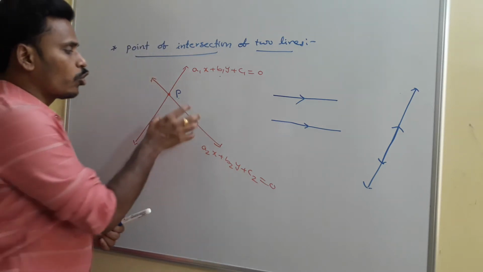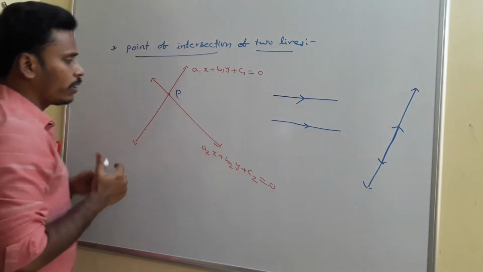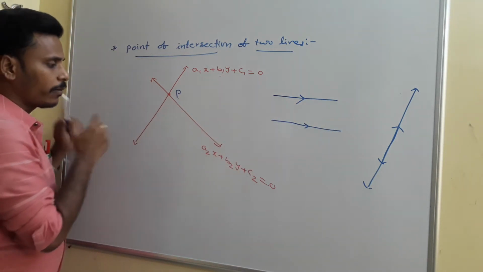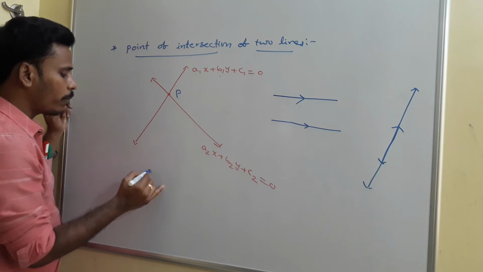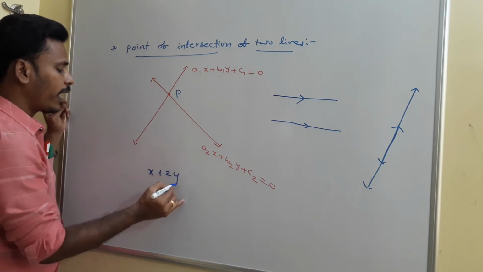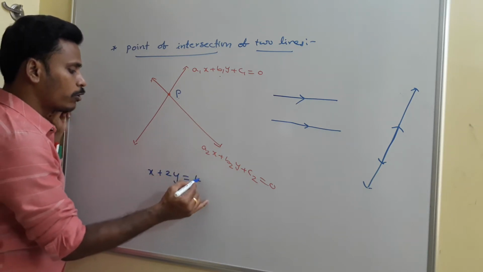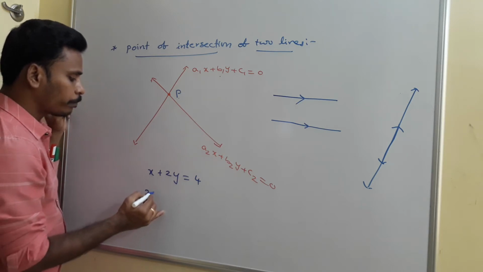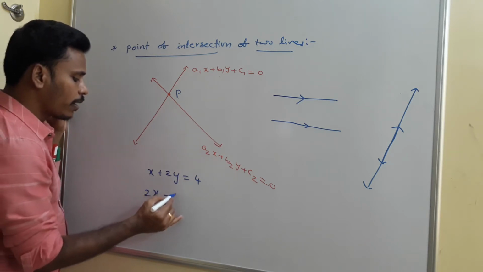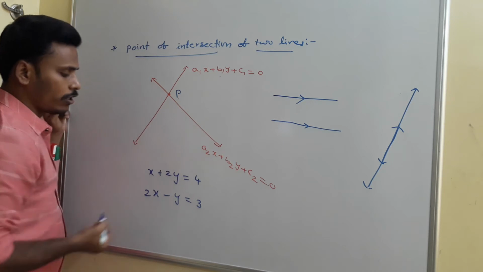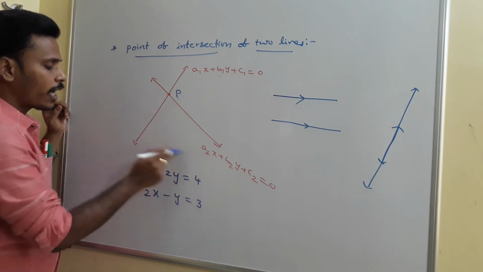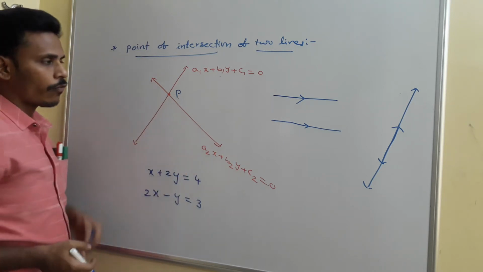See, once again, just look there how the lines will be. For suppose if the lines are intersecting, then the equations of those lines may be in a different manner, like x plus 2y is equal to 4, or otherwise 2x minus y is equal to 3. So these are the two lines, and if you solve these two lines, you will get this point of intersection.